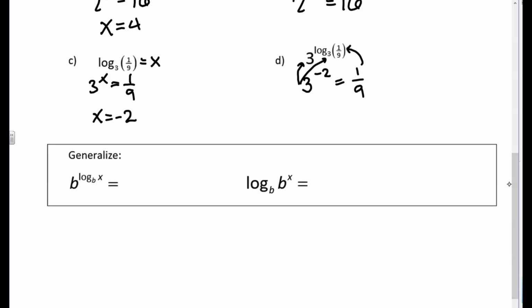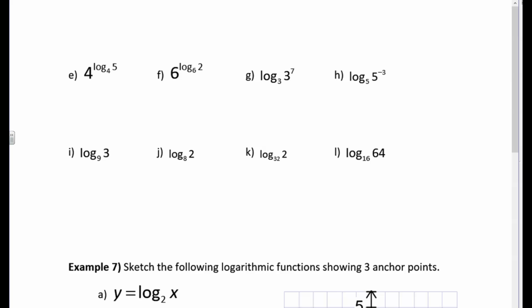If I have b to the log base b of x, that is always going to be equal to x. It's a pattern. Similarly, if I have log base b of b to the x, it's always going to be equal to x. Those are 2 shortcuts that you can memorize to make your life just a little bit easier, so you won't have to work it out every single time.